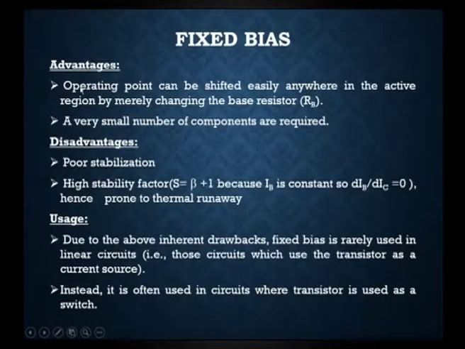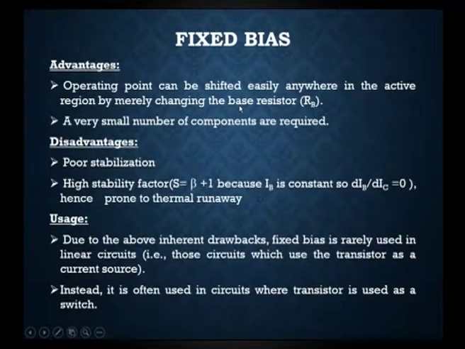So, what are the advantages of fixed bias here? The operating point can be shifted easily in the active region by merely changing the base resistor RB. By changing RB we can change the Q point; that is the flexibility we have with fixed bias as a transistor biasing circuit. Also, a very small number of components are required for biasing purpose.